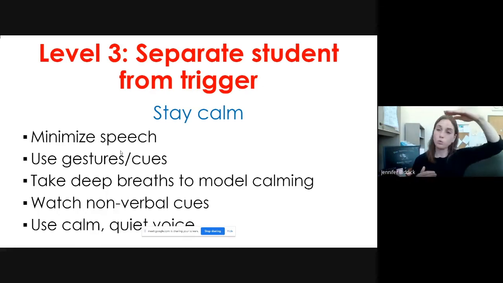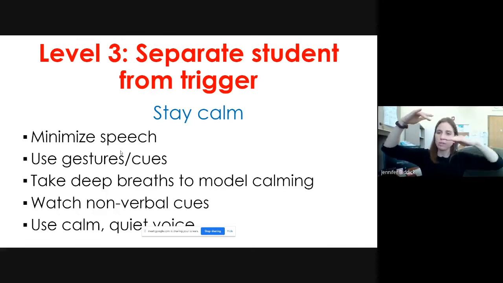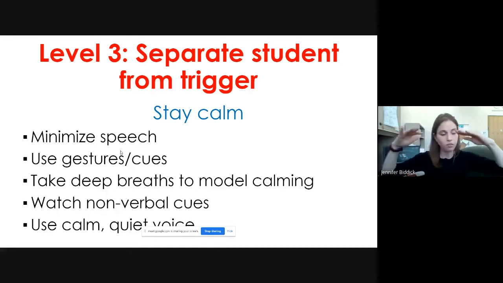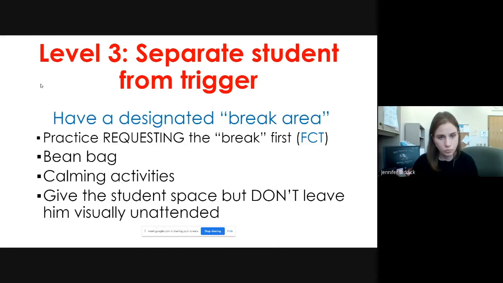If we escalate, our learner's going to escalate. But we also don't want to be too calm because our learner might try to counter that if we're too calm. So I just use clear, calm, quiet. Remember, self-monitor. We don't want to escalate. We have to remain calm and professional. In a lot of our classrooms, we might have a designated break area, so it might be necessary at this point to separate the student from the trigger, give them a safe place to calm down.